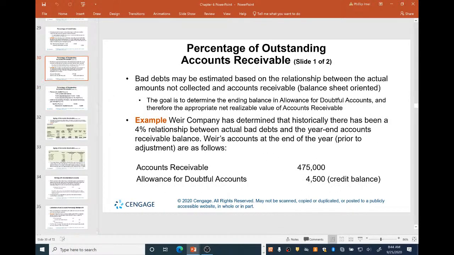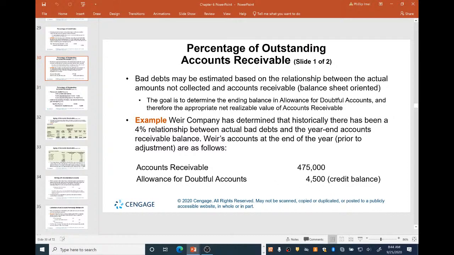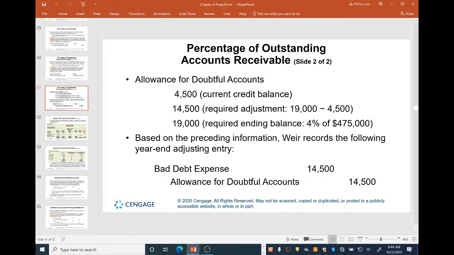So the first one, accounts receivable 475. We said the actual bad debts is 4% between the actual bad debts and year-end accounts receivable. So 4% of that is going to be the 19,000. But it was currently a credit balance of 4,500. So the only adjustment we need to make was the difference between 19 and 4.5, to bring us up to the 4%. So at the year end, that entry would be the difference, the 14.5. So we debit bad debt expense, once again, operating expense on the operating section of the income statement.